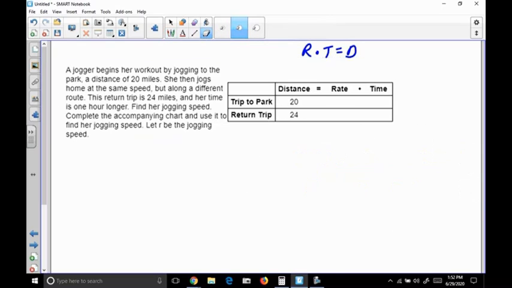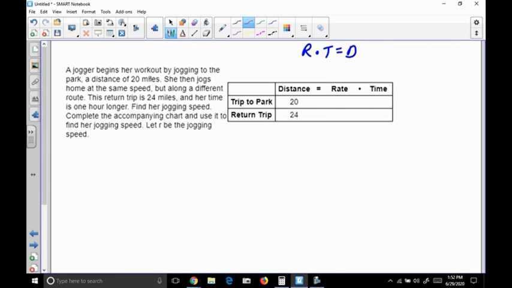So all these problems, we're going to make a table, a chart, and that's going to help us organize our information. We're going to fill in each row, we're going to fill in 2 pieces of information, and then we're going to find the third piece using the first 2 that we know.